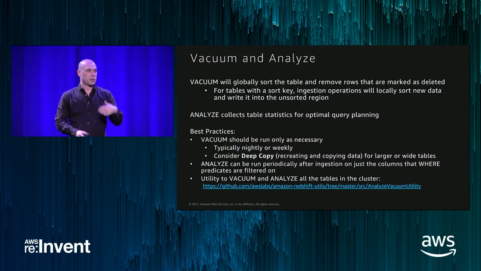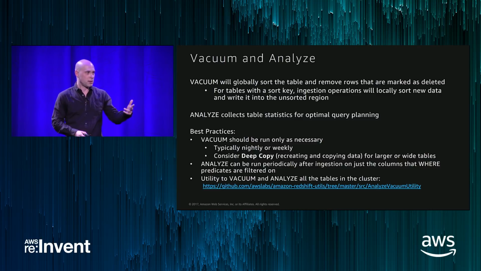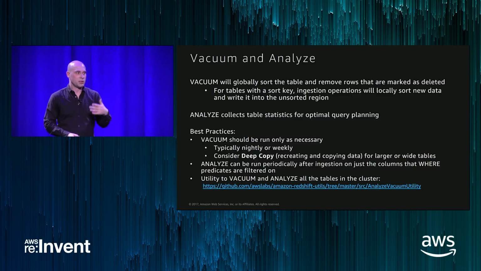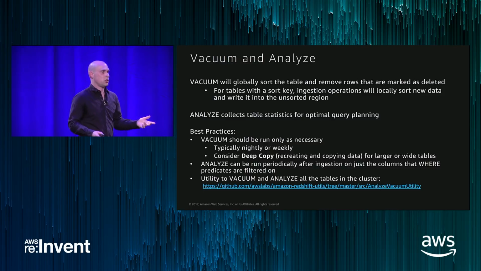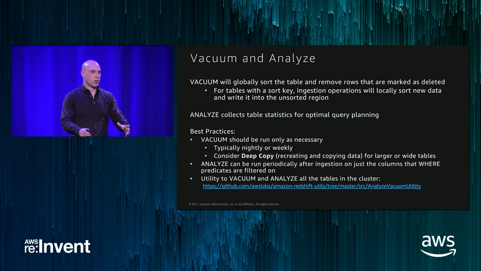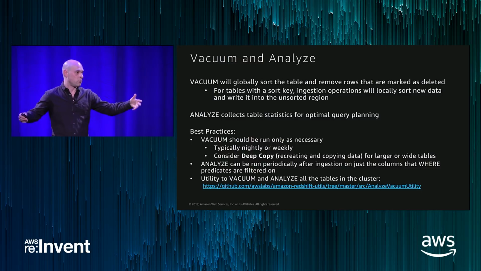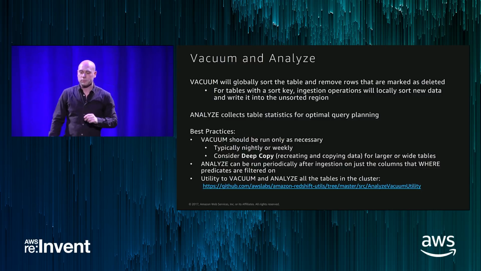If you have a single sort key and that happens to be a timestamp, for example, you probably don't need to run vacuum if you're loading data essentially in sorted order. And that's because we're locally sorting and the table kind of ends up being globally sorted as a result.